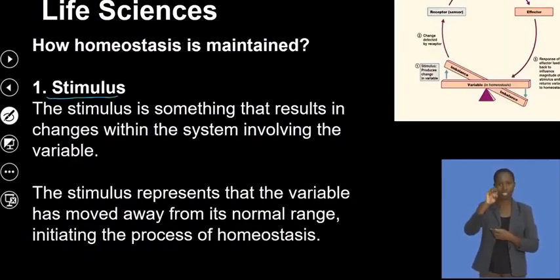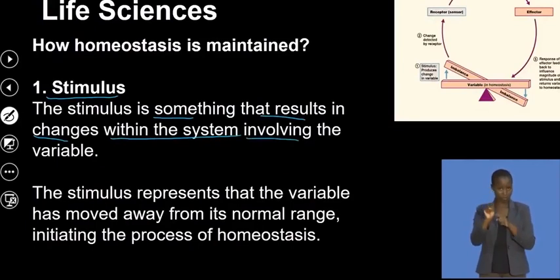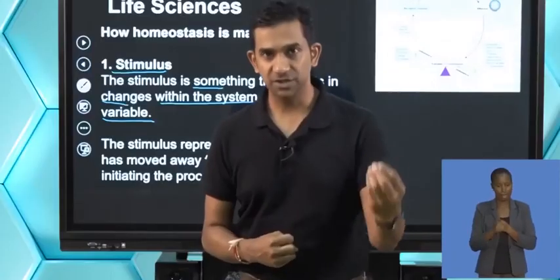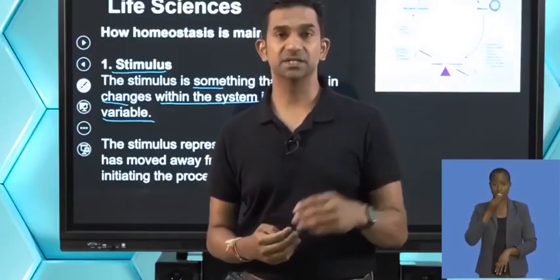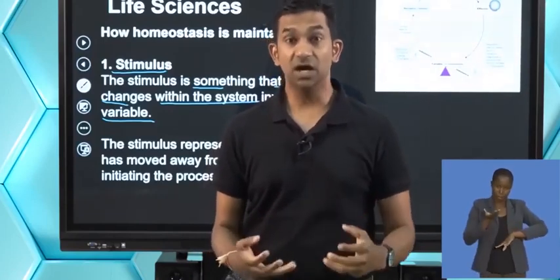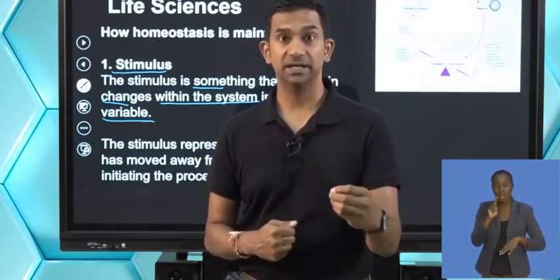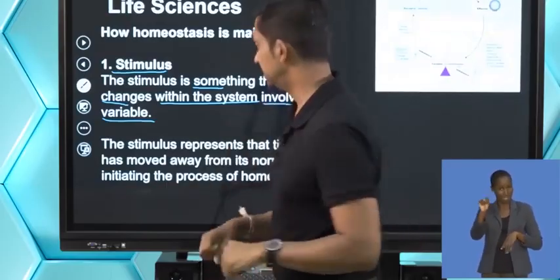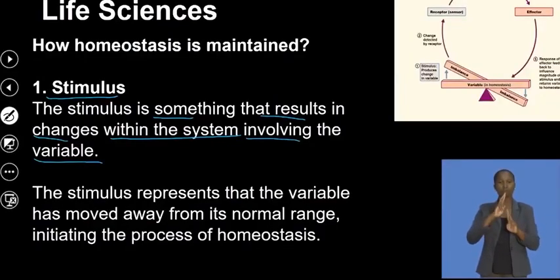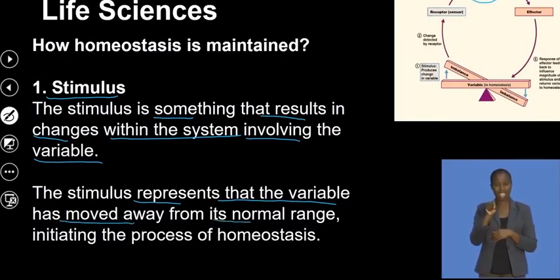So what is a stimulus? A stimulus is something that results in changes within the system involving the variable. If you have a meal and your blood sugar increases, that's a stimulus. If you exercise and your heart rate increases, that's a stimulus. So there are various stimuli that the body has to respond to. These are then sent to a control center. The stimulus represents the variable which has moved away from what we call the normal range, initiating a process of homeostasis.